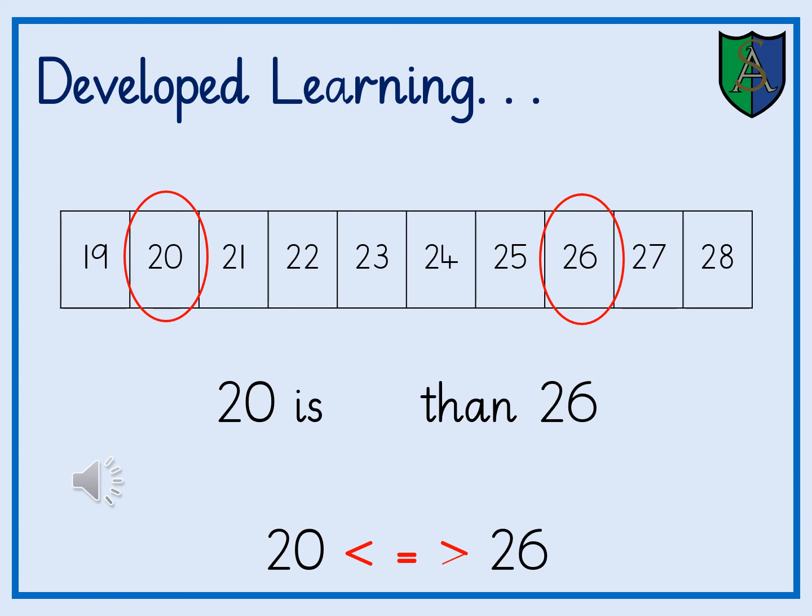Now I know it can get a bit confusing when you've got two numbers with the same amount of tens. It's not as easy to identify which one is greater or less. So you can also compare numbers on a number track. The further away the number is, the greater it is. So the further away it is from 0, the greater the number. Let's have a look at these two numbers here. We know that 26 is greater than 20 because it's further along in our number track.